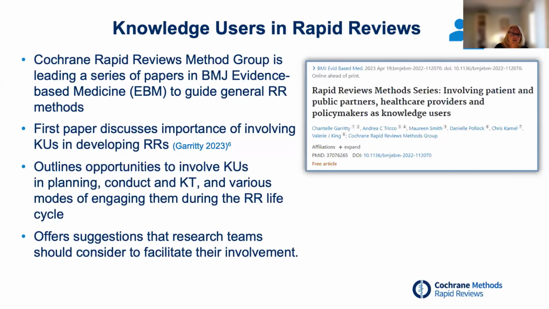And as such, the Cochrane Rapid Review Methods Group has been leading a series of papers in BMJ's Evidence-Based Medicine to guide general rapid review methods. And the first paper that we put together discusses the importance of involving knowledge users, as we're discussing today. It outlines opportunities to involve knowledge users in the planning, conduct, as well as in the KT and dissemination efforts, as well as various modes of engaging them during the rapid review life cycle. It also offers research teams some suggestions that they could consider to help facilitate their involvement.